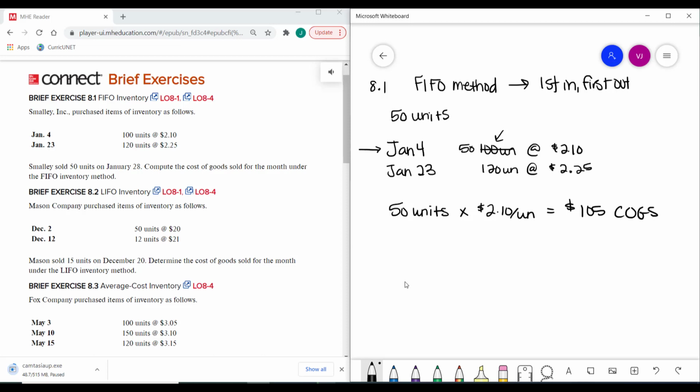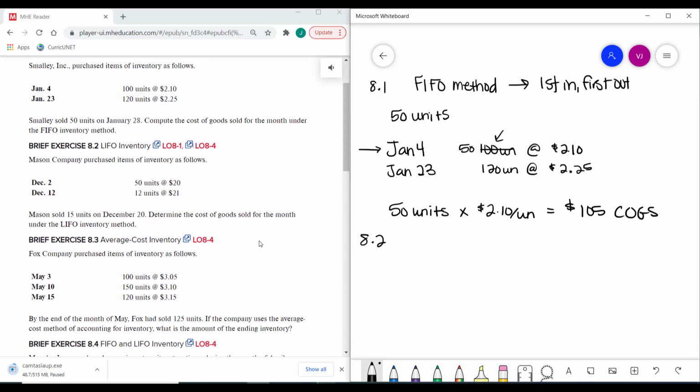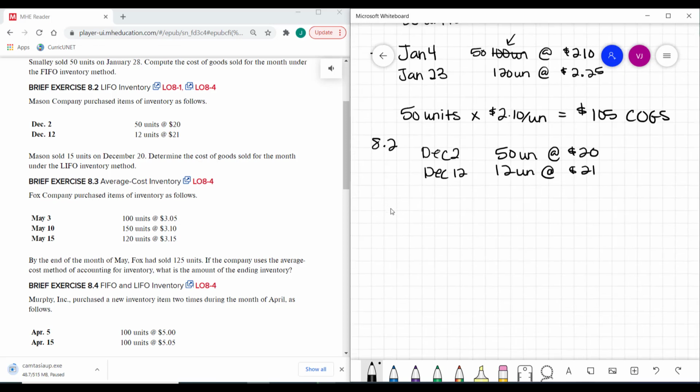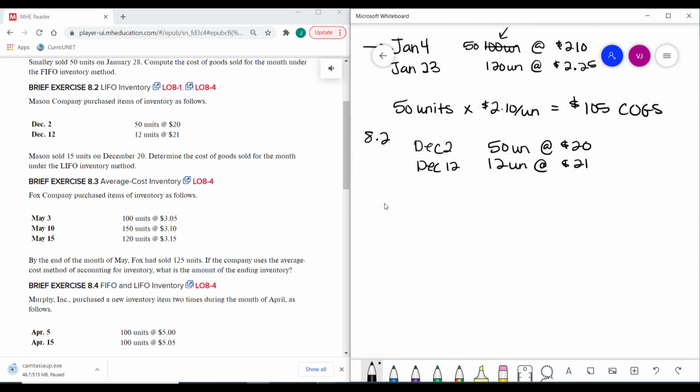All right. Let's move on to 8.2. Mason Company purchased items of inventory as follows. On December 2nd, it purchased 50 units at $20 each. And then December 12th, it purchased 12 units at $21 each. Mason sold 15 units on December 20th. Determine the cost of goods sold for the month under the LIFO method.